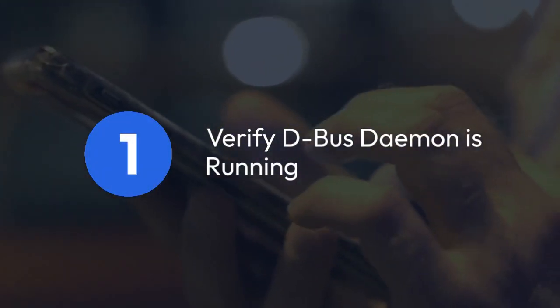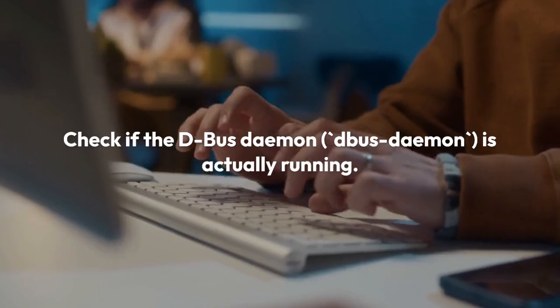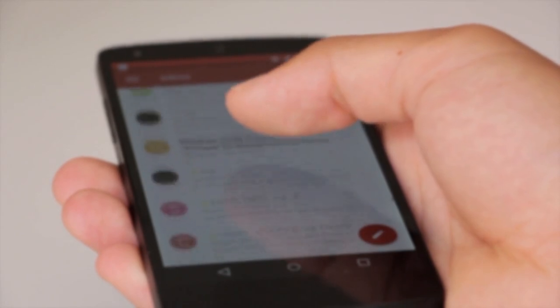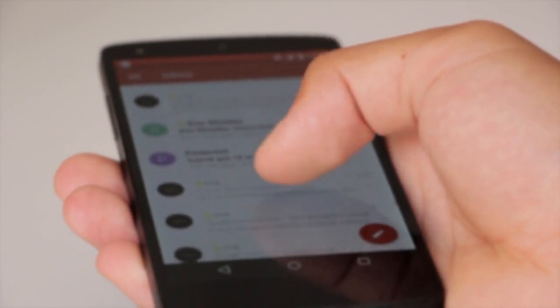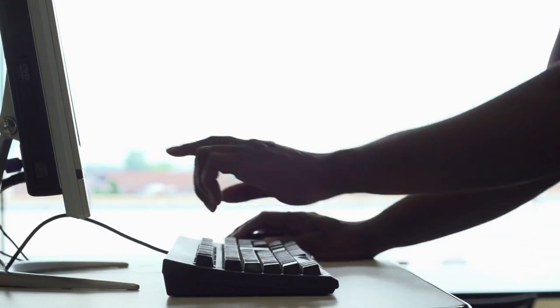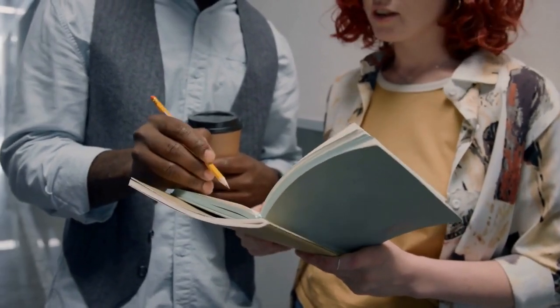1. Verify dbus daemon is running. The first step is to check if the dbus daemon is actually running. In your Termux session, use the command systemctl status dbus. If the output shows that dbus is not active or shows an error, you need to start it. Use systemctl start dbus. If that fails, try sudo systemctl start dbus, requiring root privileges. After starting, check the status again using systemctl status dbus. Look for any error messages in the output. They might give clues about the underlying problem.